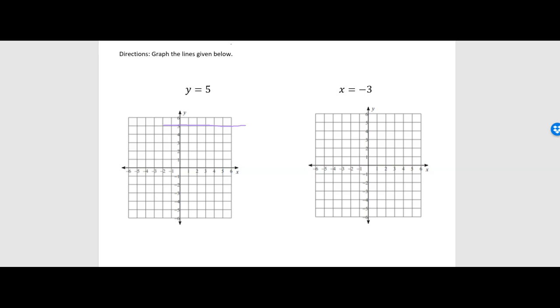It must be a horizontal line. So I find y equals 5, right? And I can just pick some points to be sure. Here's 3 comma 5. Let's pick a negative x value over here. Here's negative 5 comma 5. And we can see that all of the y values are equal to 5.